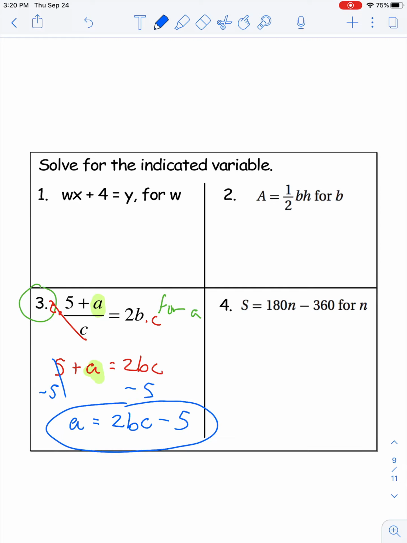Okay, you try number 1. Pause the video, give it a try, and then restart and see if you got it correct.